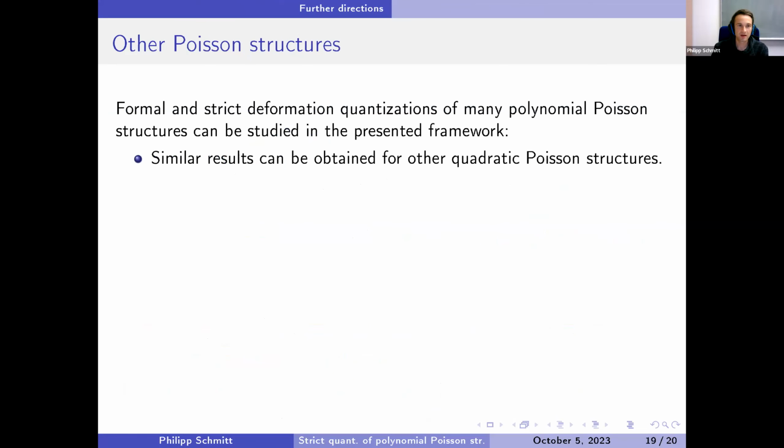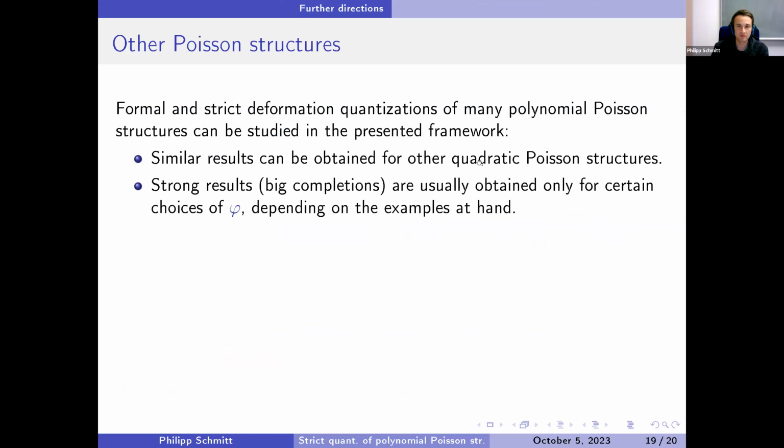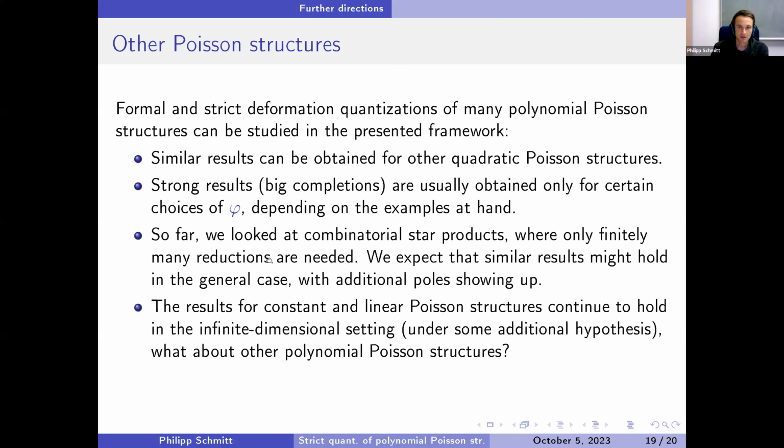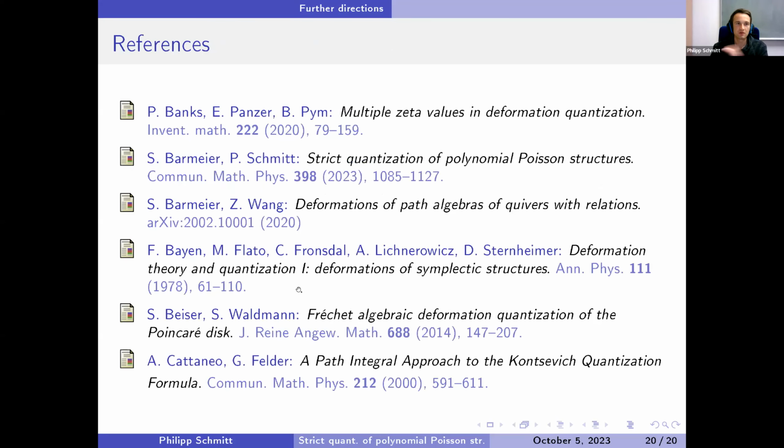Okay, and finally, I wanted to give you a brief outlook of what we've done or not done yet. Similar results you can obtain for other quadratic Poisson structures, and you obtain the best results only when you choose your phi properly, because then you can achieve the biggest completions. But I think my time is over, so I won't discuss all this in detail. And finally, I will just give you a few references of the main articles that I cite during my talk.